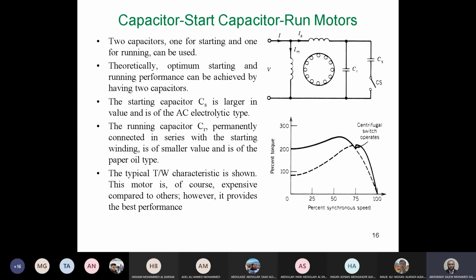After that, when CS is open, you will return back to the characteristic of the capacitor run motor, it's moving like that. Okay, so this is the fourth technique here. So up till now we have 4 different techniques.